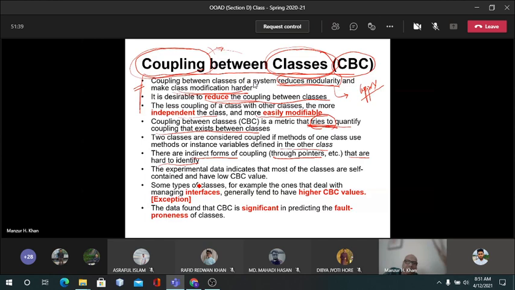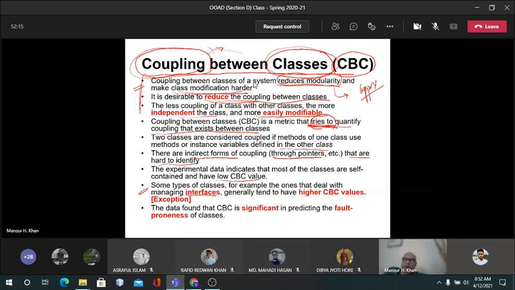Now the data suggests self-contained low CBC values are expected in a good design. Some types of classes, though, are an exception. One of the modern types of system design, particularly for software, is interface driven. Interfaces are intentionally given higher coupling. Interface classes, we studied interface as a component earlier. The purpose of an interface is to maintain links. So maintaining links means relationships.